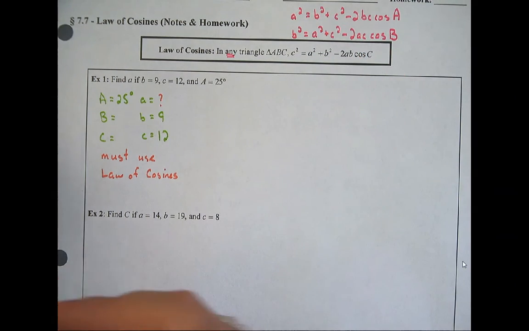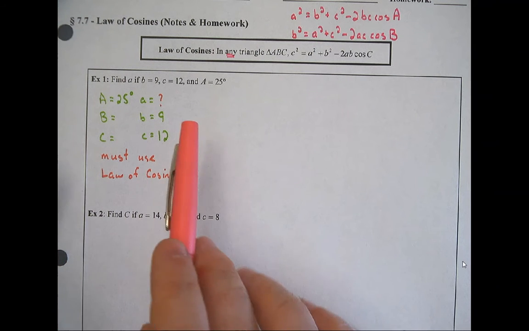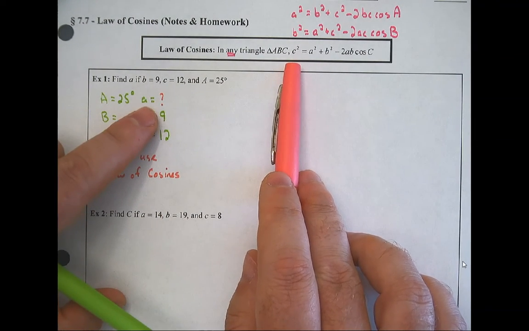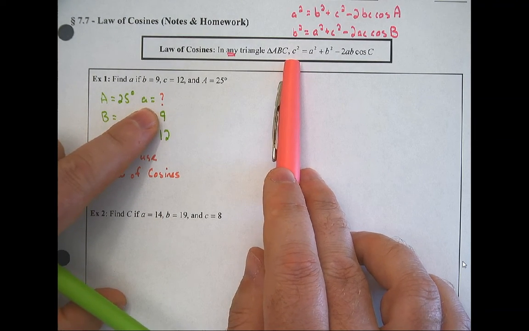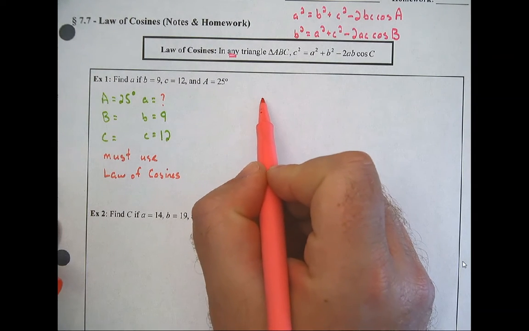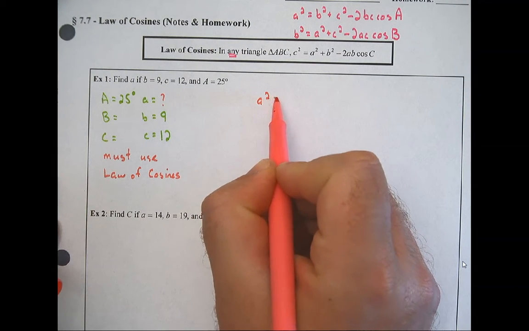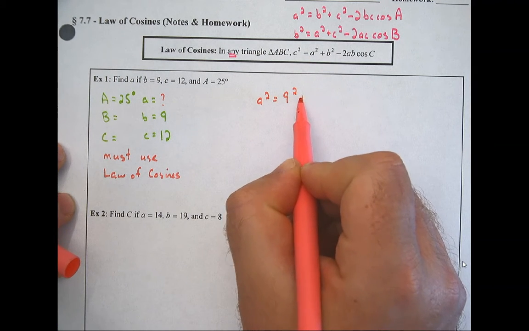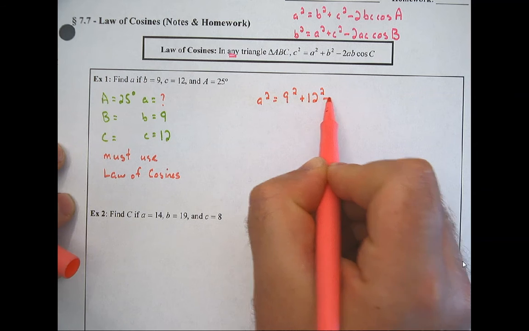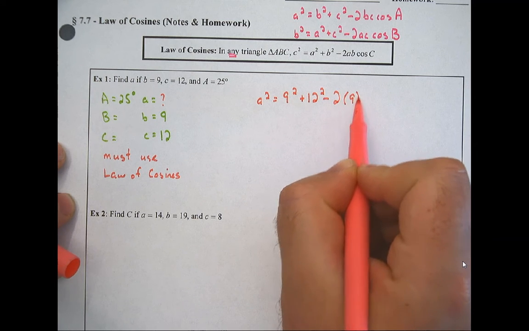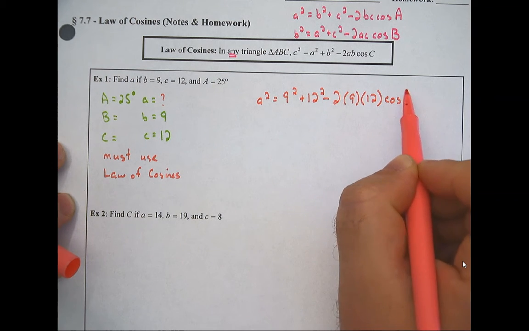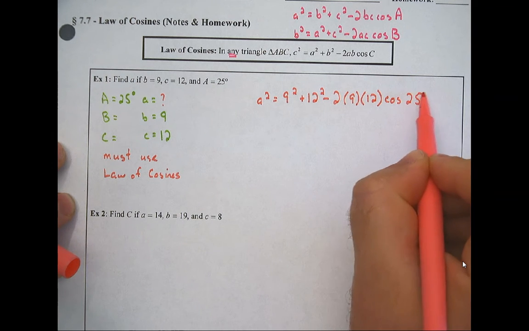Anyway, all right, let's set it up. I'm going to plug and chug here. We're going to start with the a squared because that's the value we're trying to find. So a squared equals b squared, which is 9 squared, plus 12 squared minus 2 times 9 times 12 times cosine of 25 degrees.